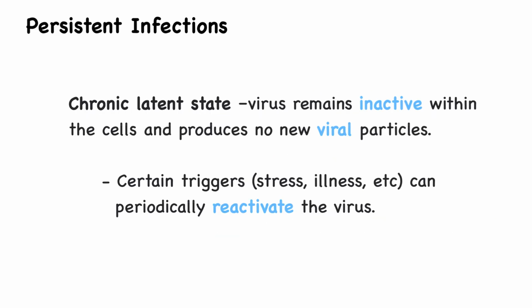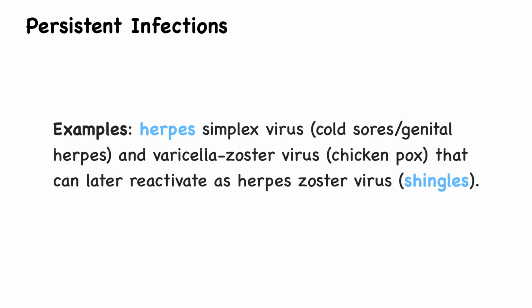Other viruses enter a chronic latent state, where they remain inactive within cells and produce no new virus particles. Later, under certain triggers, such as stress, illness, or immune suppression, the virus can periodically reactivate. Classic examples include herpes simplex virus, which causes cold sores and genital herpes, and varicella zoster virus, which causes chickenpox initially and then can later reactivate as shingles, or herpes zoster virus.